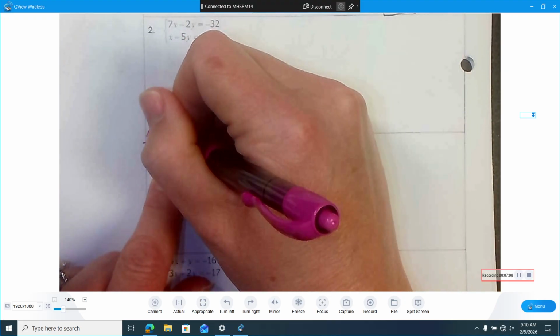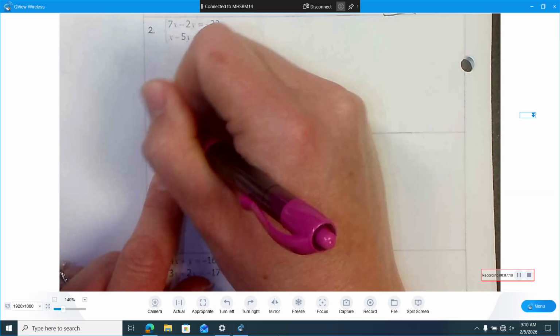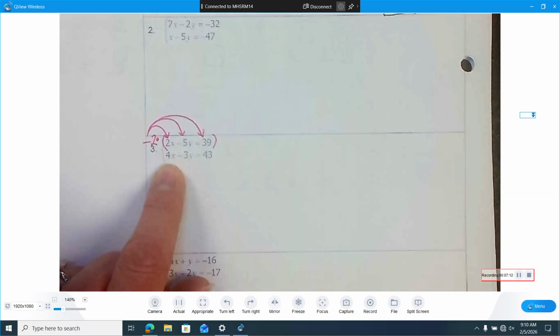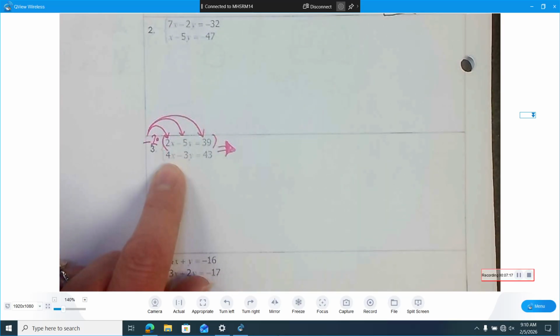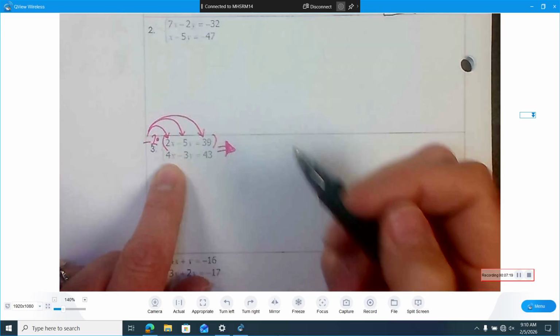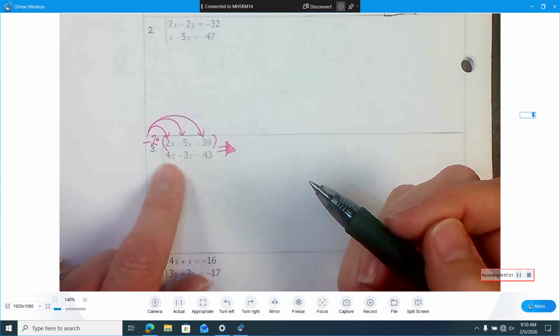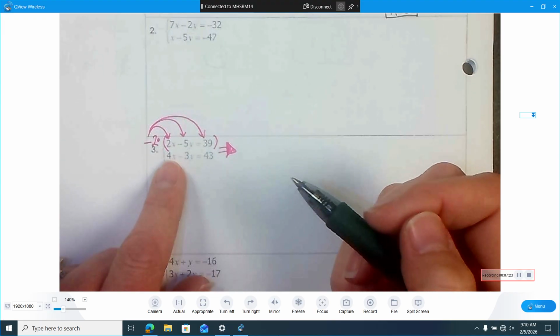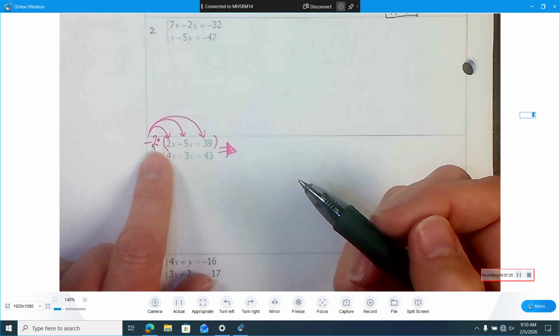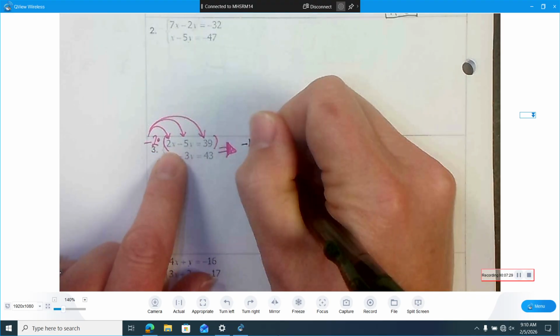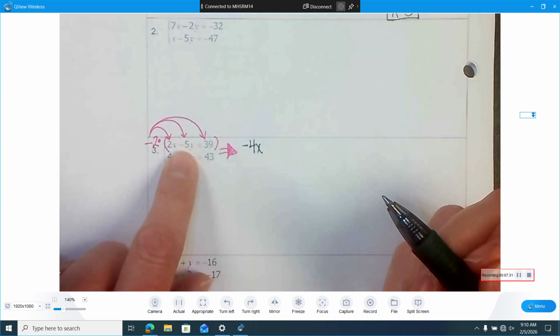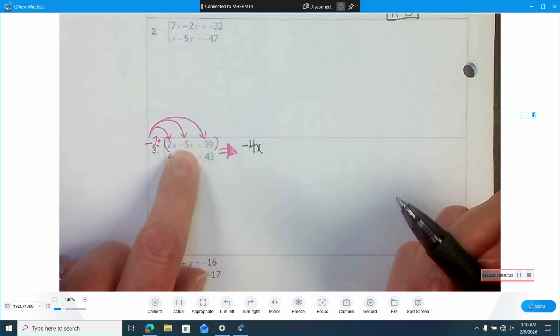So we're going to make sure that we distribute that -2 to every single term. And I need to rewrite my equation. I'm going to do that to the side. It's really important to keep your stuff organized so you don't get confused. -2 times 2x gives me -4x. -2 times -5y.